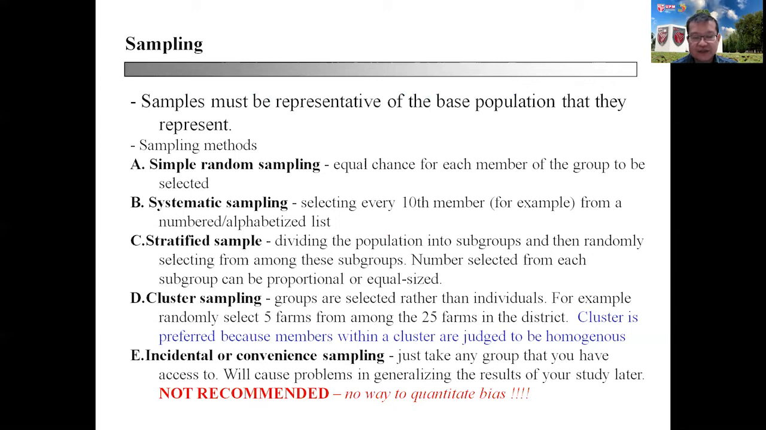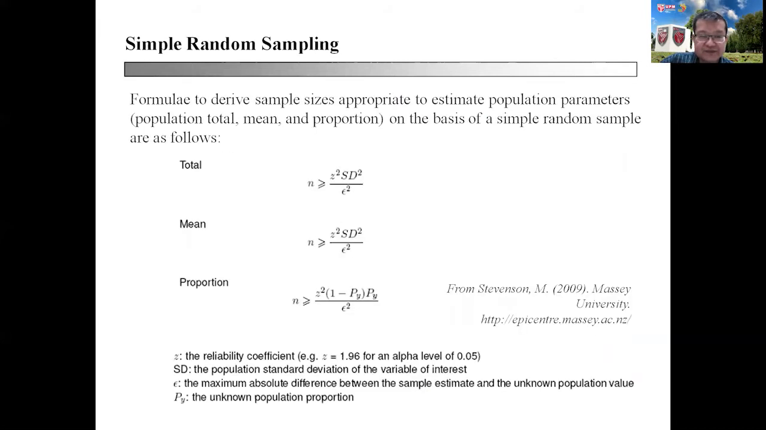Now, next to stratified sampling will be cluster sampling. This is a case where groups are selected rather than individuals. For example, you randomly select 5 farms from among 25 farms in a district. And a cluster is preferred because members within a cluster are judged to be homogeneous. The final option for sampling, which is incidental or convenient sampling, is not really an effective sampling method at all, and therefore not recommended because it has no way to quantitate bias.